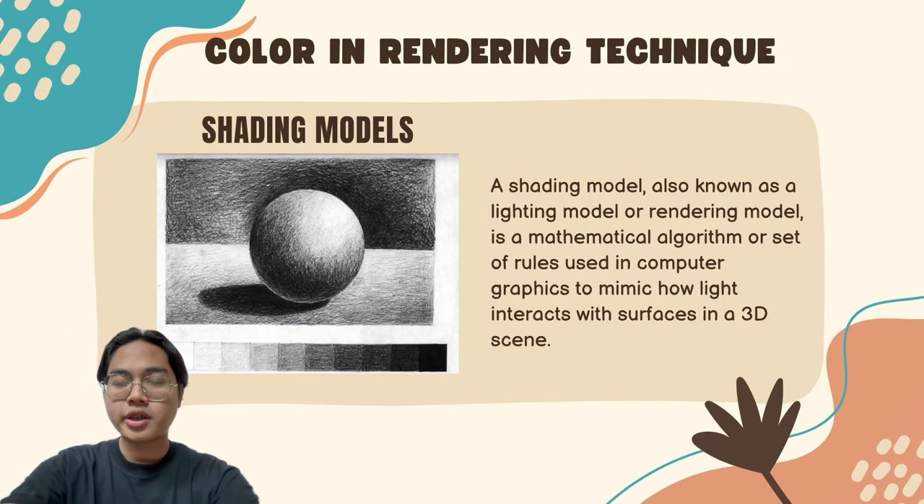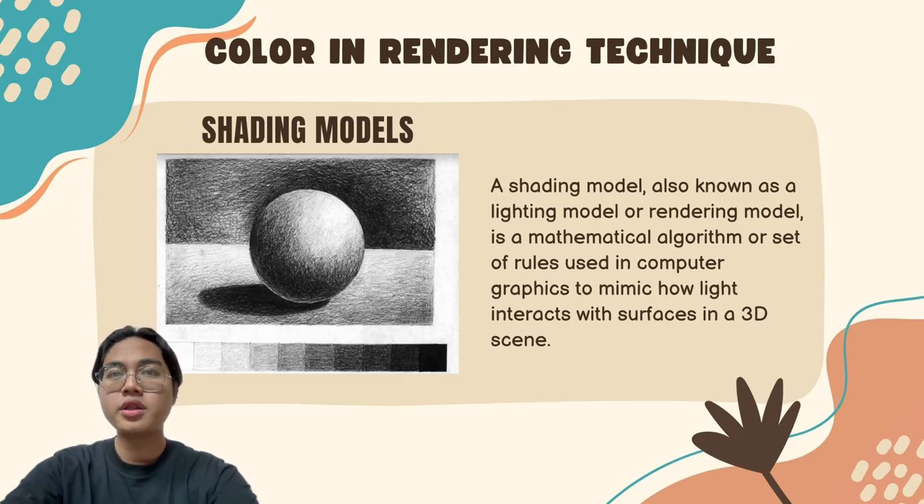Hi, my name is Aino Daniel Asyraf bin Azizul Aswadi, matric number 09DRG23F1003, and I will be presenting color in rendering technique. The first one is shading models. Shading model, also known as a lighting model or rendering model, is a mathematical algorithm or set of rules used in computer graphics to mimic how light interacts with surfaces in a 3D scene.